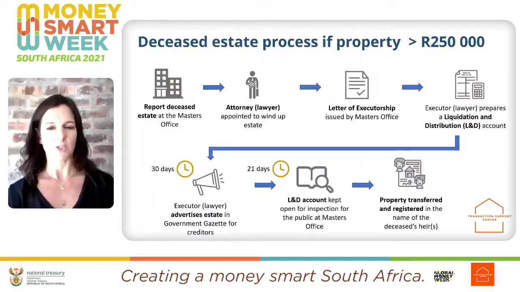This is a last bite of the cherry opportunity for creditors to come forward and say, I missed the advertisement, but I do have a claim against the estate. Once that L&D account has lain for inspection and there have been no further objections or claims lodged, the conveyancer can go ahead and transfer the property out of the deceased estate to the heirs in accordance with either the will again, if the deceased left one, or in accordance with the laws of intestate succession.